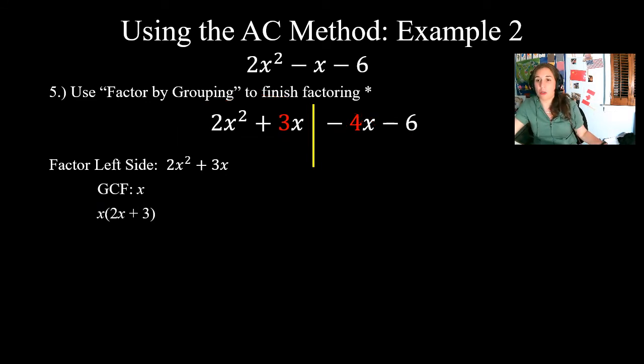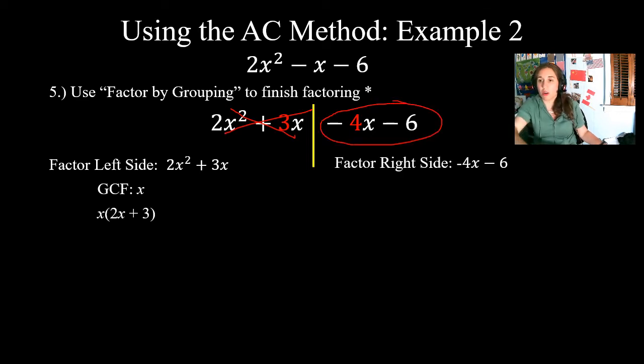Now I'm going to completely ignore the left side. I've factored it, and I'm going to focus on the right side, all right? I need to factor the right side, negative 4x minus 6. Same process. I'm going to ask myself, is there an overall GCF? Why, yes, there is. It is negative 2. Both of these terms share a factor of negative 2. So when I factor that out, I wind up with 2x plus 3. And when I write the factorization of that, I get negative 2 times 2x plus 3.